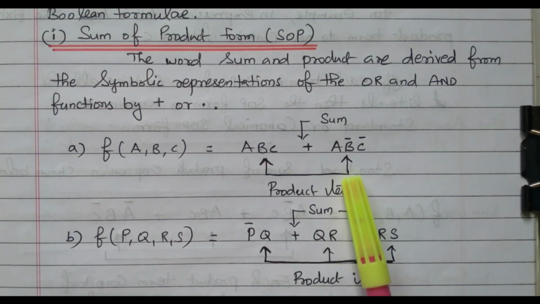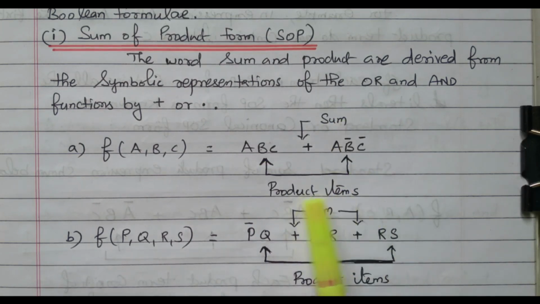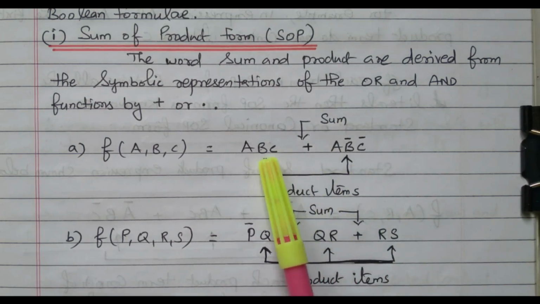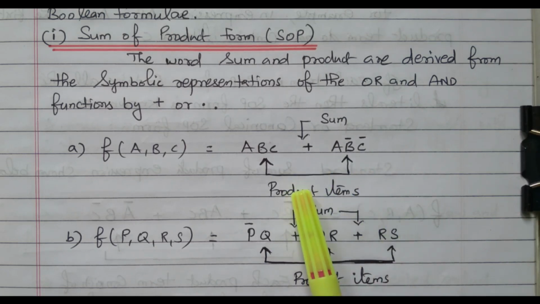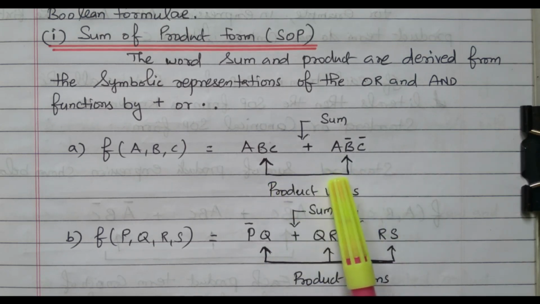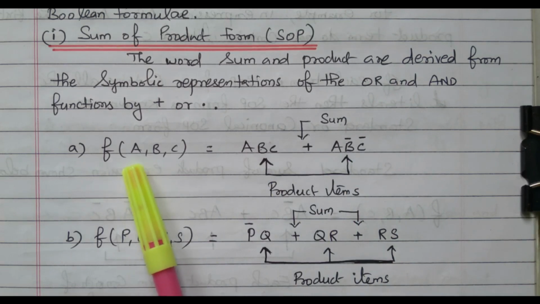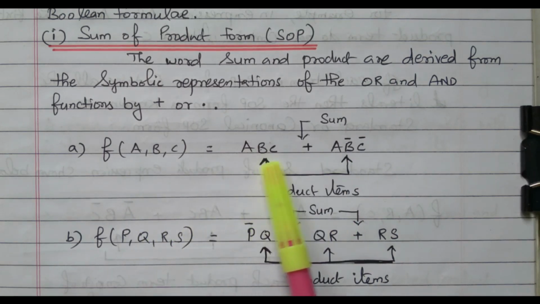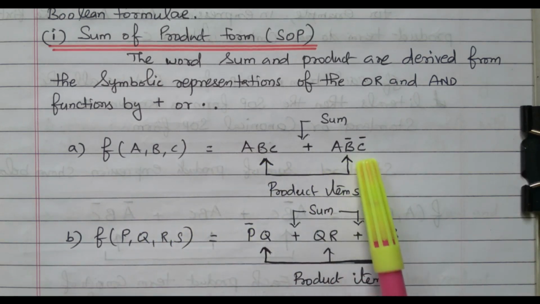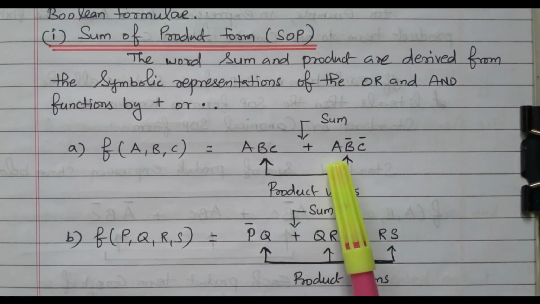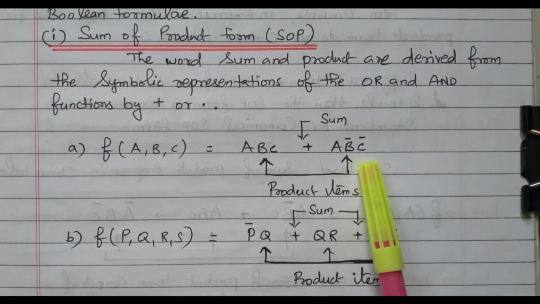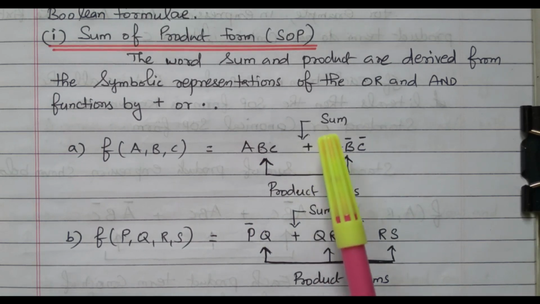So it is called a sum of product terms, right? All the product terms are added together, so it is called a sum of product. So f of a b c equals a b c plus a b bar c bar. a b c is one product term, a b bar c bar is another product term. These two are added together, so it is called a sum of product terms.